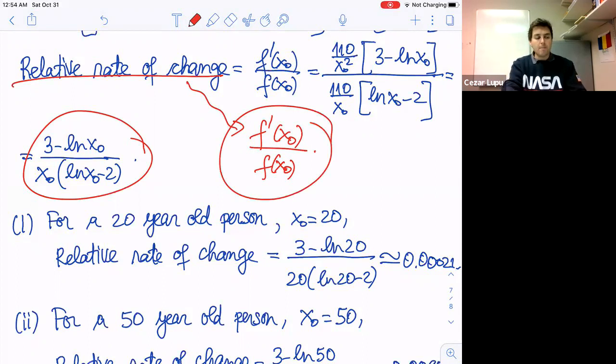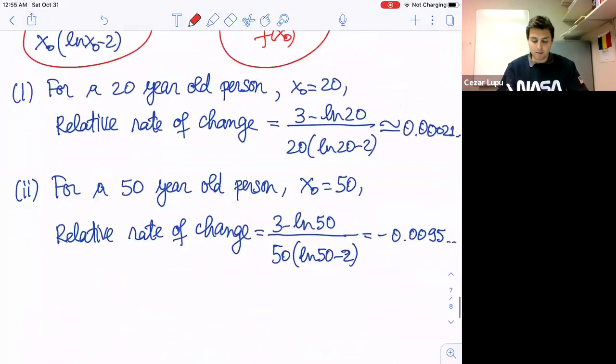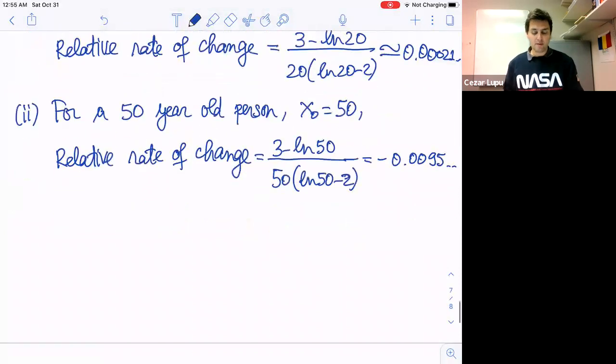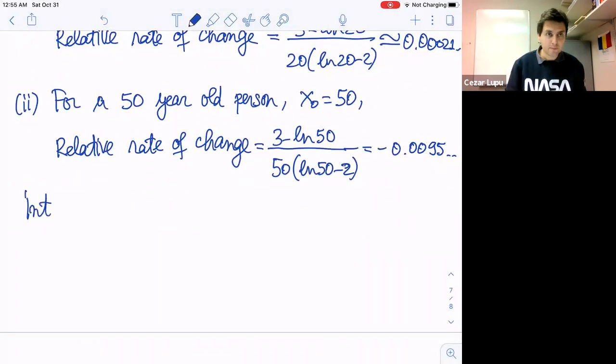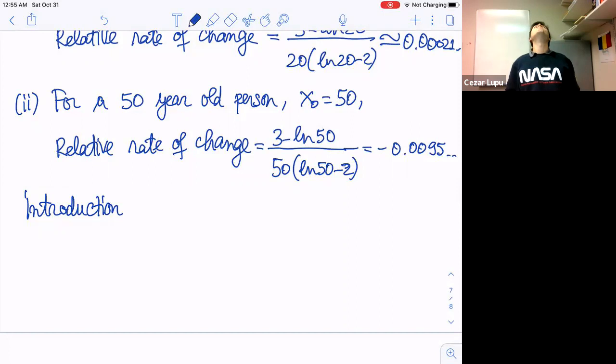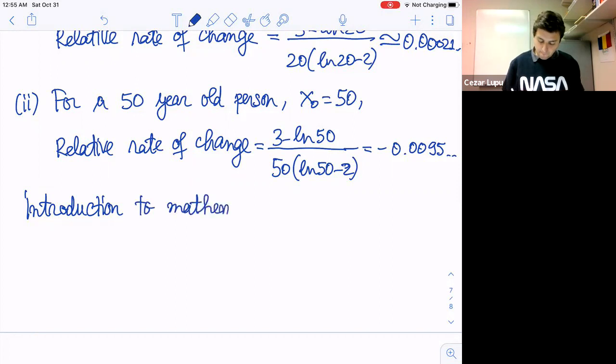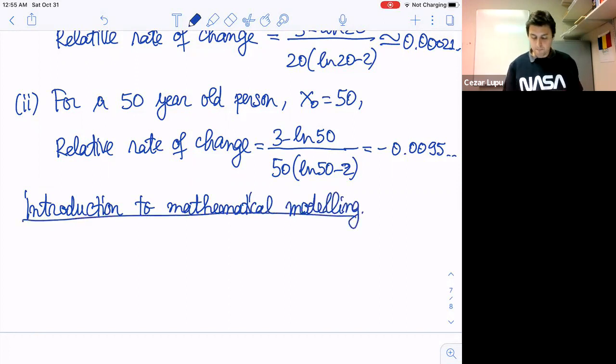Okay, now let's talk a bit about the introduction to mathematical modeling. And let's see what this is all about. This is a very nice introduction to mathematical modeling. So let me draw the following picture.